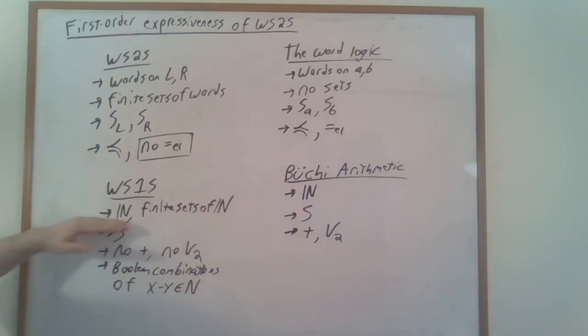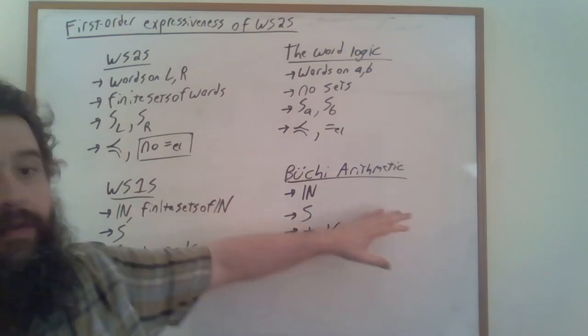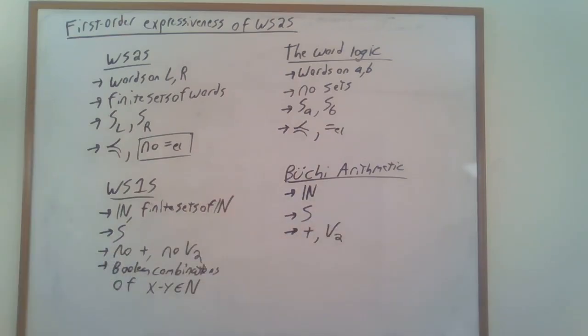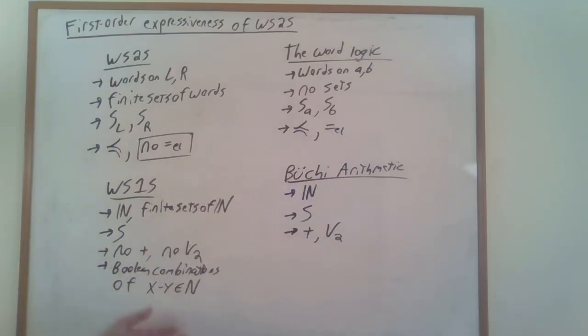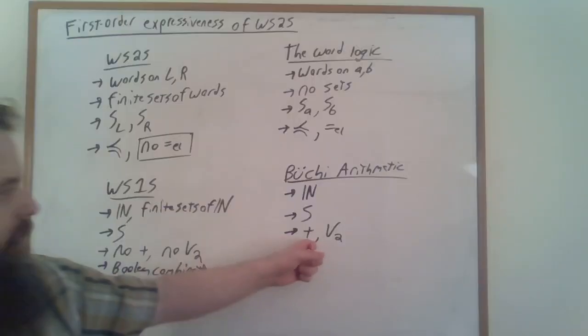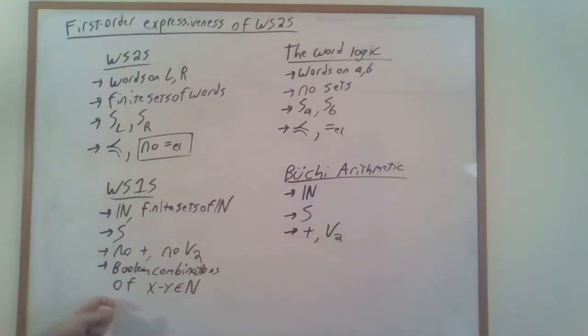If we're just talking about natural numbers, any predicate that we can talk about in weak S1S, Büchi Arithmetic can also talk about, but definitely not vice versa. Weak S1S can't talk about addition, can't talk about V2. And again, one way to show that is to show that when we relationalize these, they aren't of this form.